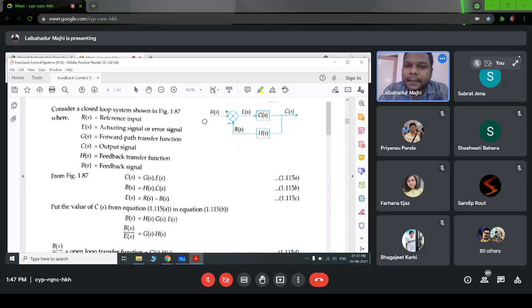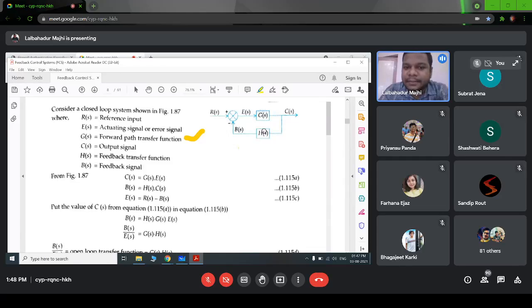Why is it an error? Because we are giving a feedback from this output, which means we are not getting our desired output. So that is why we compare it with the reference input and get an error signal. Similarly, this G of S is the plant transfer function, also known as the forward path transfer function. C is the output, and R is the reference input.